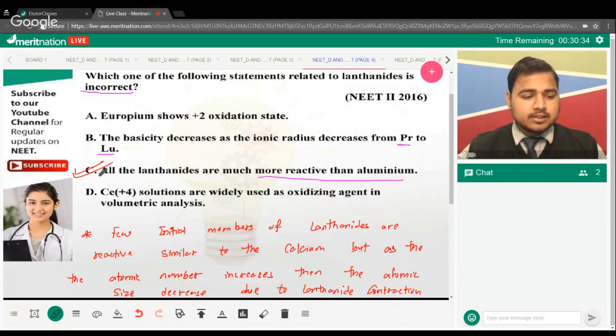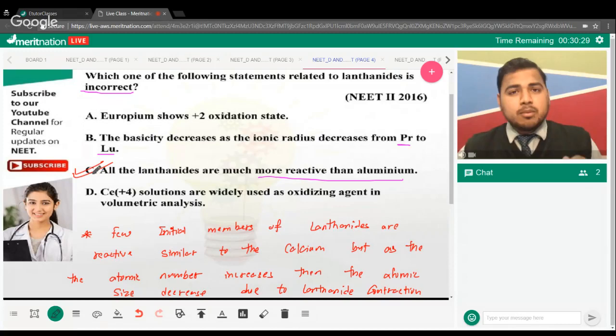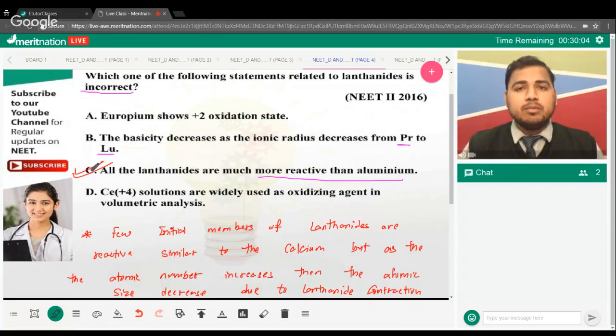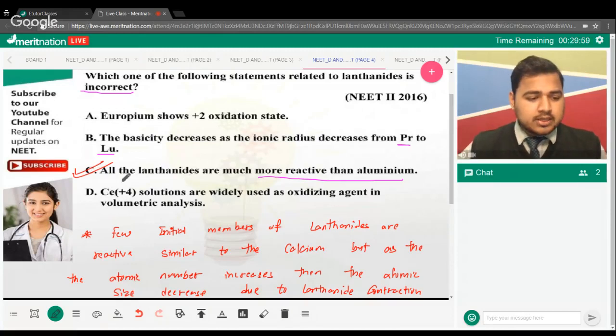So we have done this. A few lanthanides are more reactive than aluminium. But as you increase the atomic number from 57 lanthanum to 71 lutetium, there is a poor shielding effect of the 4f subshell. Due to this, the outermost electrons are strongly attracted towards the nucleus. That's why the atomic radius decreases and the outermost electrons are strongly bound to the nucleus. Hence, the reactivity slows down, not more than aluminium. So this answer is the correct one.